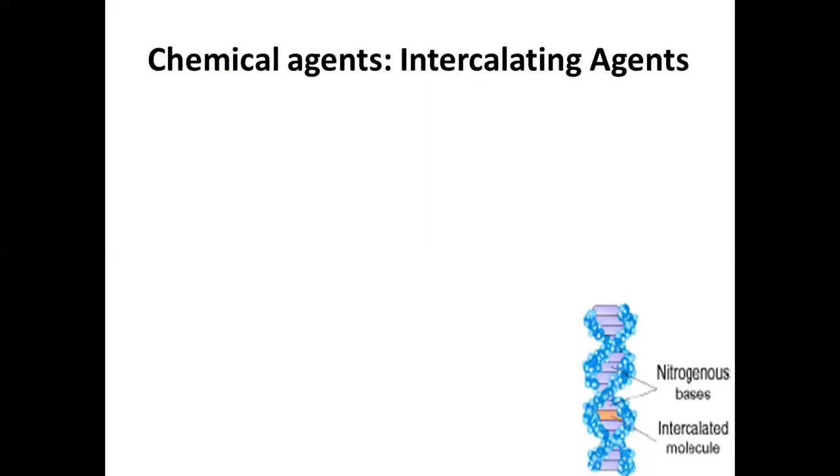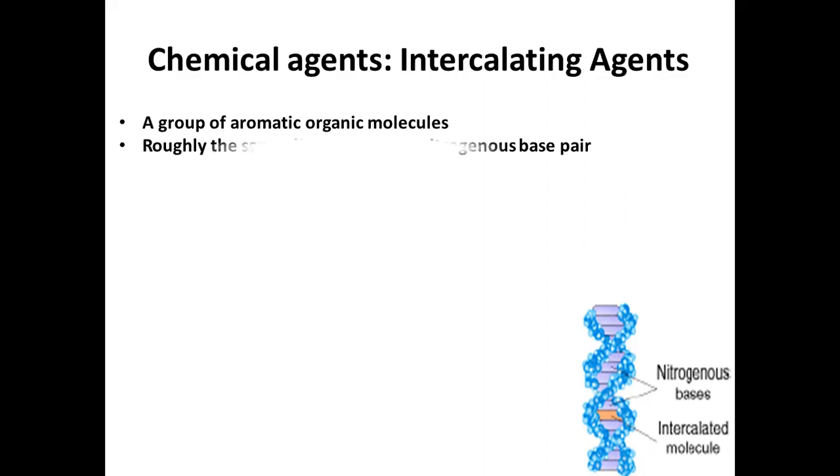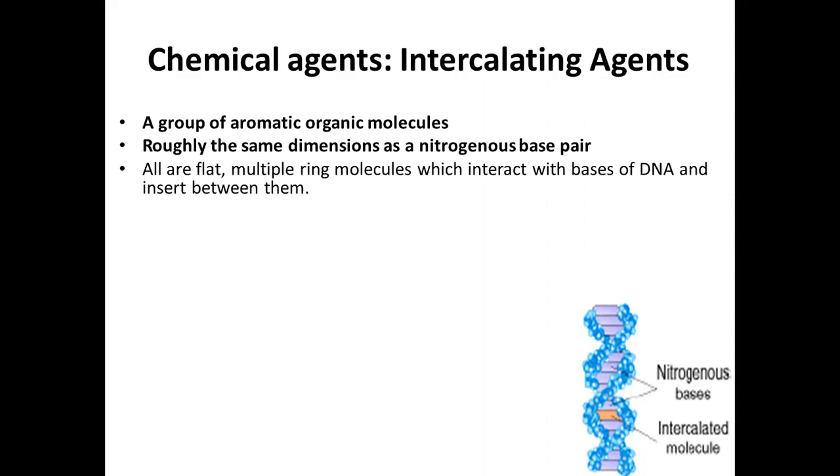We also have the intercalating agents. The intercalating agents are a group of aromatic organic molecules. They have almost the same dimensions as the nitrogenous base pairs, and they are all flat. They have multiple ring molecules, so no wonder they are known as aromatic, and these interact with the bases of the DNA.